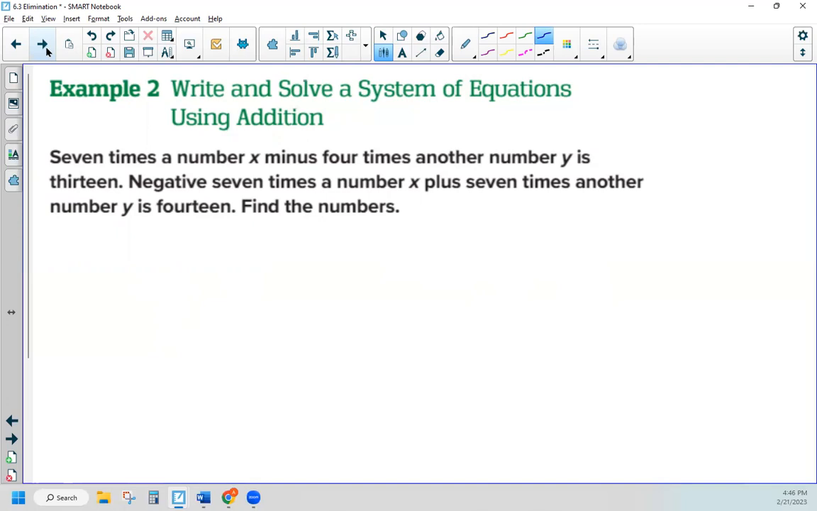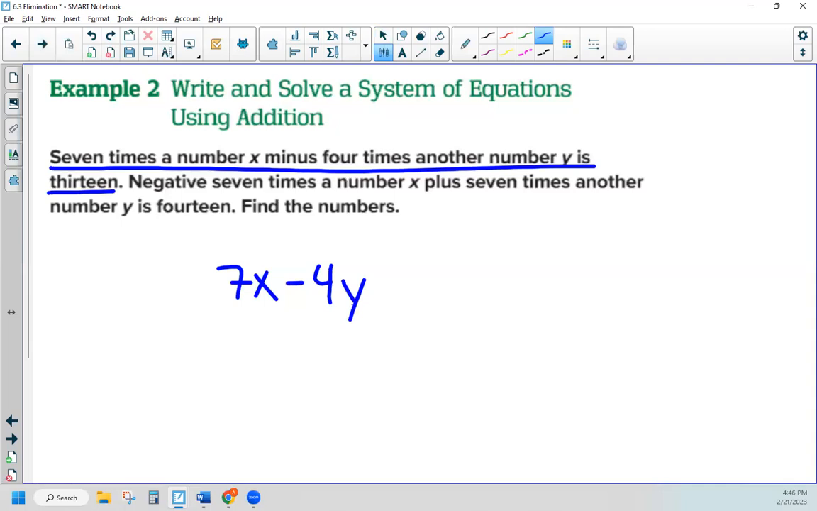This one, I'll go ahead and do it in blue. So 7 times the number x. So 7 times x is just 7x. Minus 4 times another number, y. So 4 times y is 4y, is 13. There I have it.